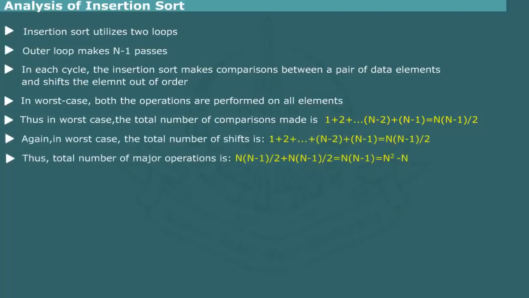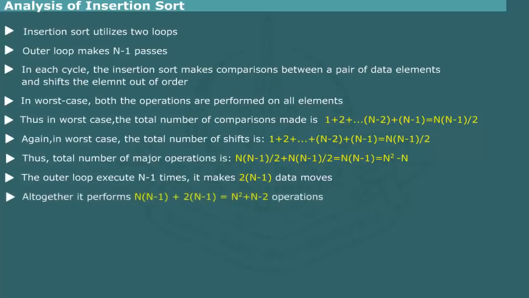The outer loop assigns an element to a temporary variable and then assigns the temporary variable to an array element. Since the outer loop executes n-1 times, it causes 2(n-1) data moves. Thus, altogether, insertion sort performs n(n-1)/2 + 2(n-1) = (n squared + n - 4)/2 operations involving comparisons, shiftings, and assignings. Thus, the running time of insertion sort is O(n squared).